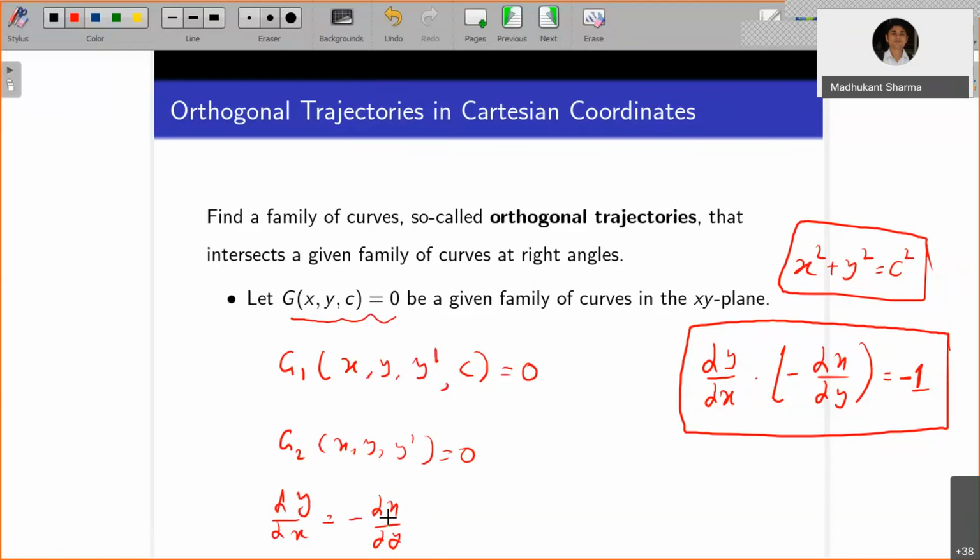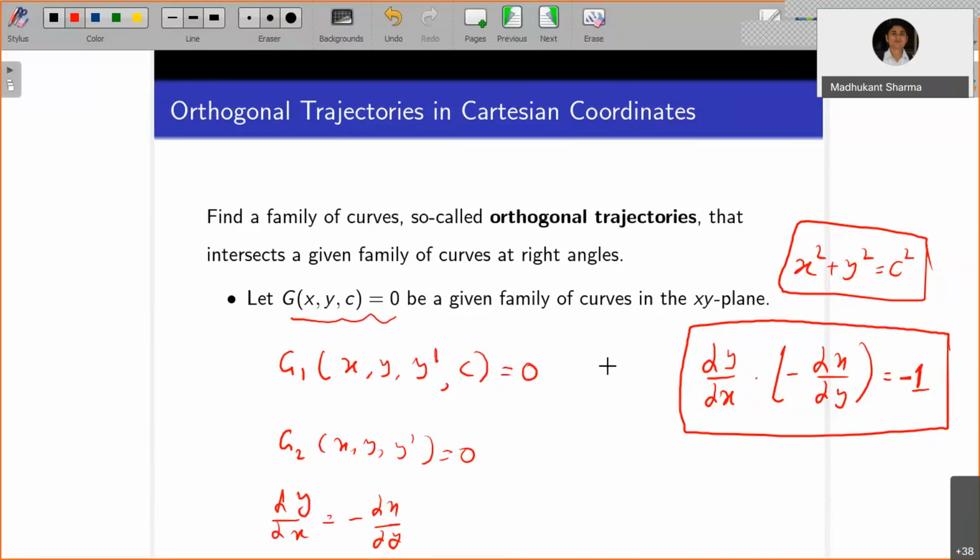So both are nothing but intersecting at right angles. That will be the procedure for obtaining the orthogonal trajectory, which intersects a given family of curves at right angles.